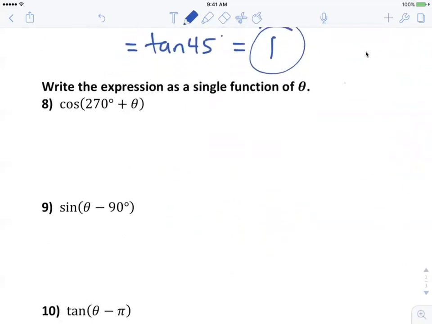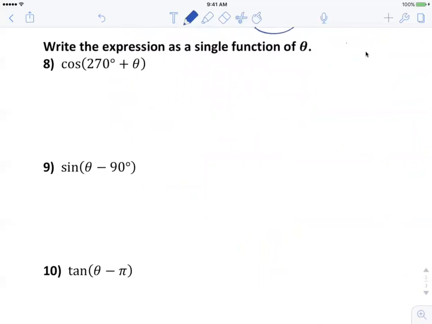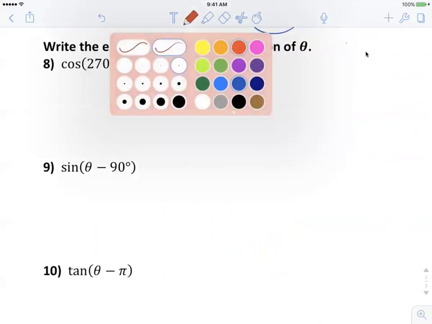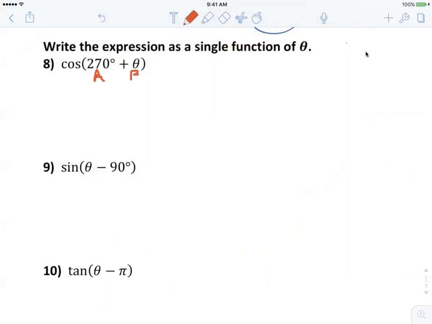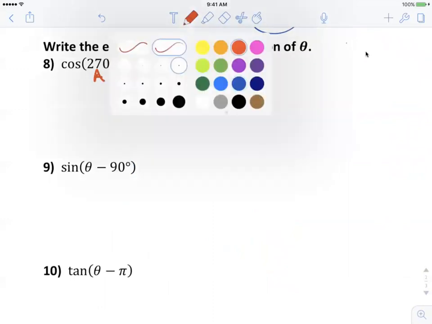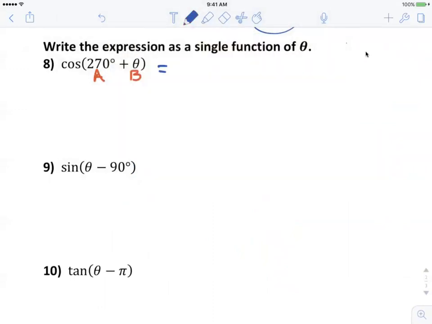All right. For these next 3 on this page, it says write as a single function of theta. So again, we're going to apply the identity and then see if we can simplify it. So think of this as A plus B. Right? And then for the cosine of A plus B, it's cosine of the first angle, cosine of the second angle, minus sine of each one. So that's that very first identity on page 1.